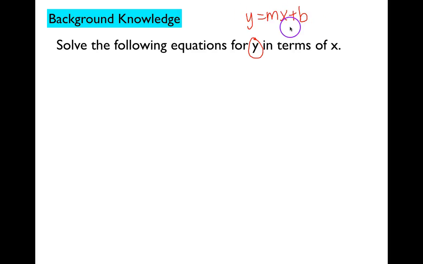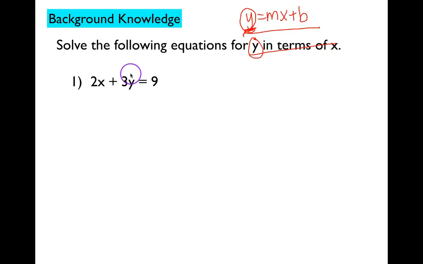We've done this before where we converted standard form to slope-intercept form, so we technically have solved for y, you're just not used to hearing it in this form. So basically, if they're asking you to solve for y in terms of x, it's basically the same as putting your equation in slope-intercept form because you're isolating y. So let's go ahead and take a look at the first one.